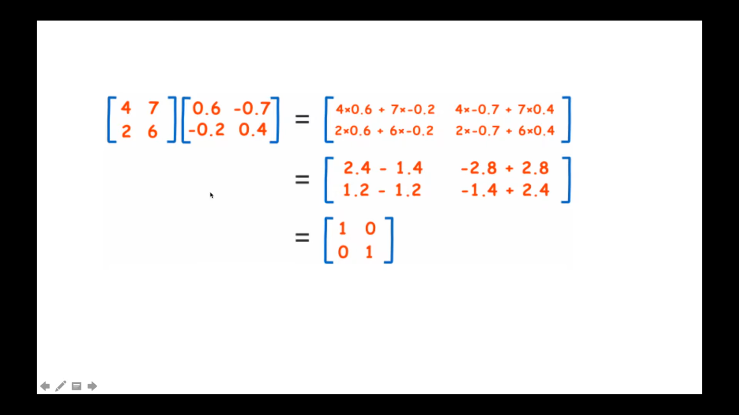Let's give an example of what a matrix inverse would actually look like. So here I have the matrix 4, 7, 2, 6, and if I multiply it by this matrix, then I expand out the definition of matrix multiplication, and I compute each element, and I find that it equals the 2 by 2 identity matrix. So this matrix and this matrix are inverses of each other.